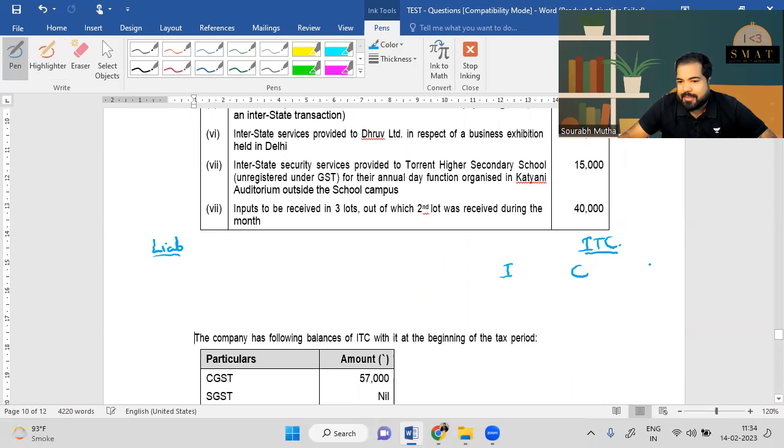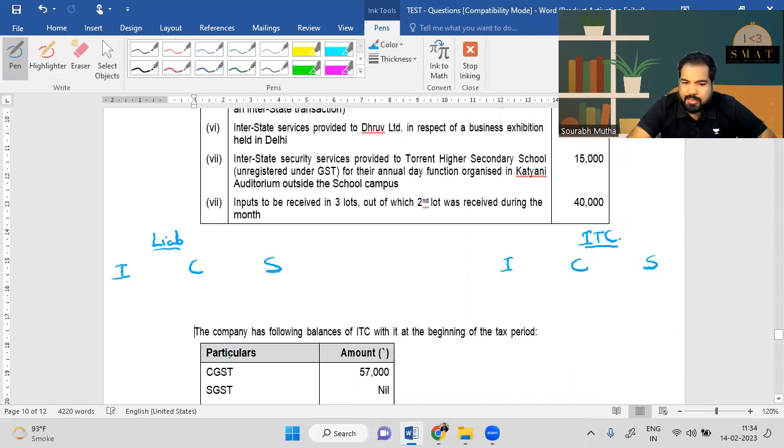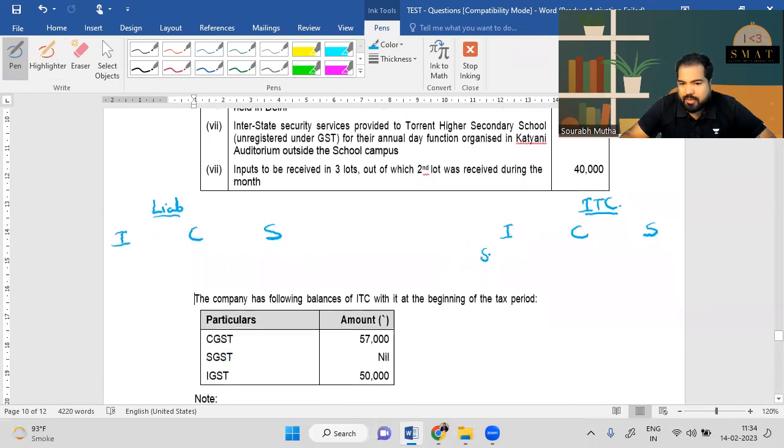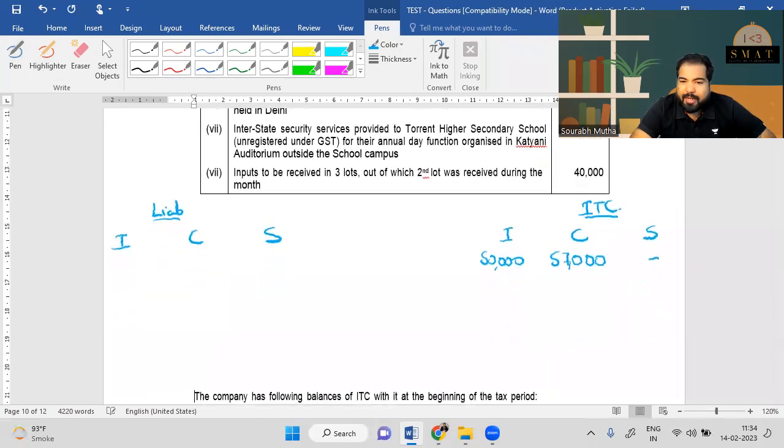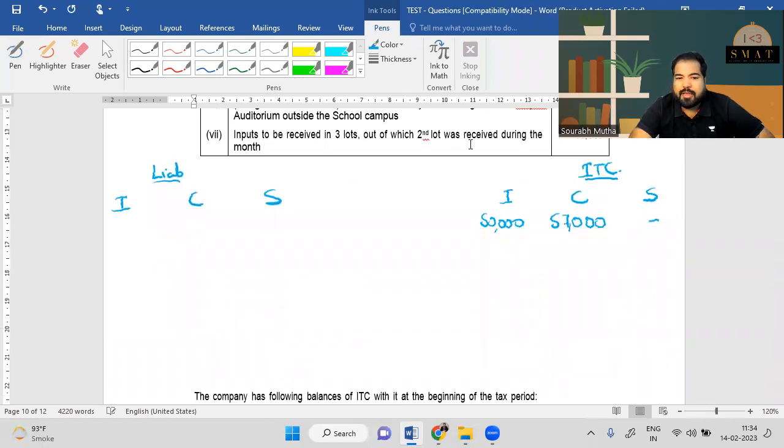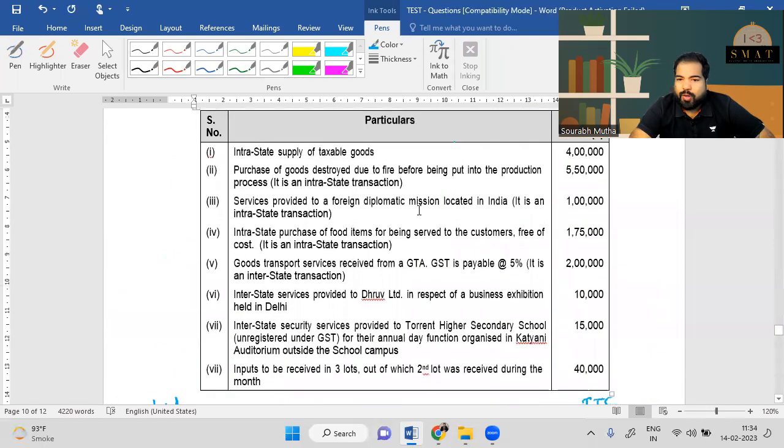Always start with I, C, and S. Here also I, C, and S. The opening balance of ITC is already given. IGST is 50,000, CGST is 57,000 and SGST is 0. Now let's see, whatever the liabilities are, we'll keep adding, and then we'll finally have to pay our electricity bills. If you've been my regular student, you know what this is.